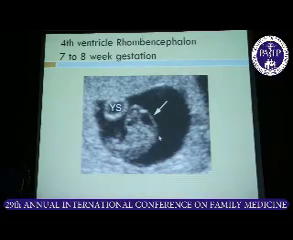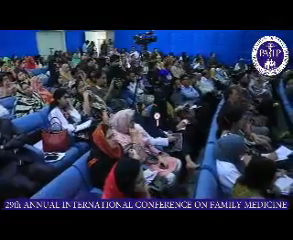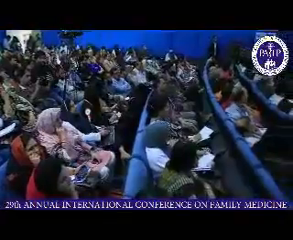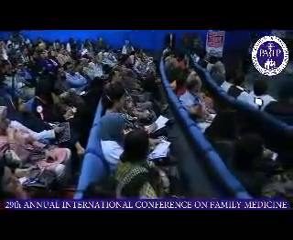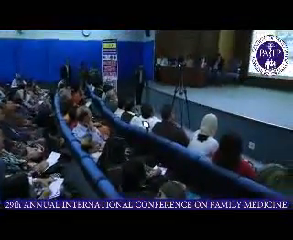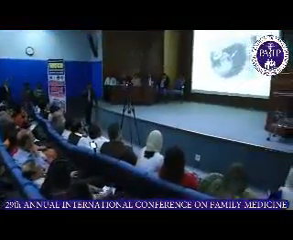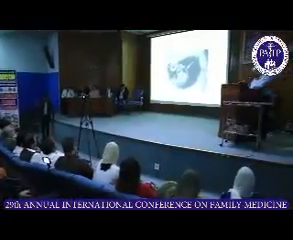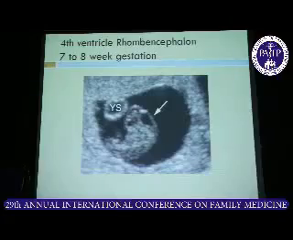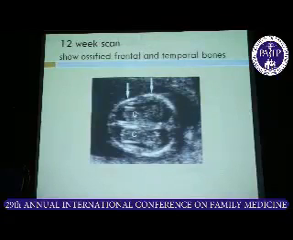This is the fourth ventricle, which is right about here, and the scan is done at 7 to 8 week gestation. This fourth ventricle is large at this stage, but as the baby grows, this becomes smaller. But if it persists, there is an abnormality, because the cerebellum is formed and the cerebellum takes its place. So if this is persisting, it means that there is an abnormality.